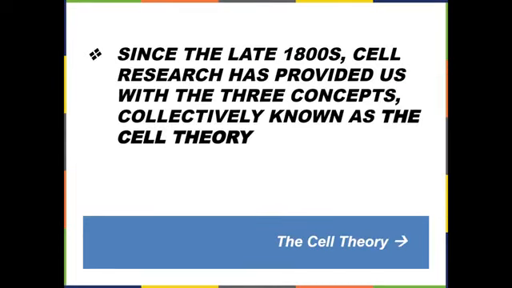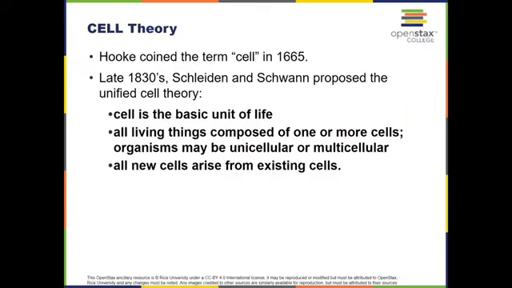And so in the 1800s, Rudolf Virchow was one of the key scientists adding to the concepts we now consider the cell theory. You can see here, since the late 1800s, cell research has provided us with the three concepts collectively known as the cell theory, which we've talked about a bit, but here they are all laid out. So again, Hooke coined the term cell in 1665. We had advances in the 1830s on microscopes, and we added to this idea of what a cell is. And this eventually became known as the cell theory and includes the following. A cell is the basic unit of life. All living things are composed of one or more cells.